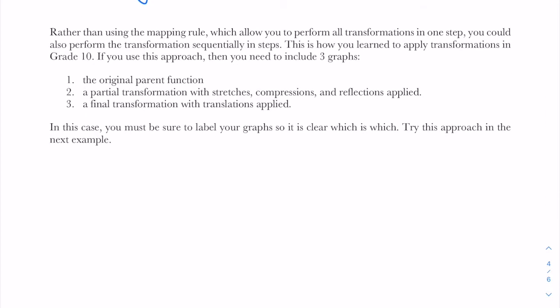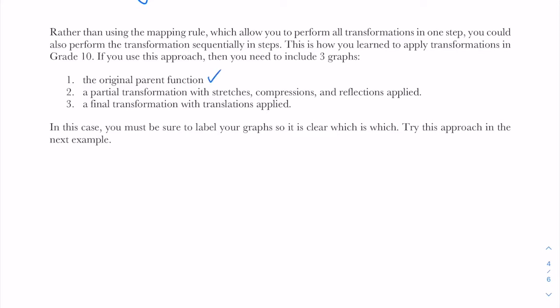Rather than using the mapping rule, you're also allowed to perform partial transformations. The nice thing about the mapping rule is that it allows you to perform the transformation in one step. But you may recall what you've used in grade 10. You used the method of partial transformations. Typically, this corresponded to 3 graphs. The first one was a graph of the original parent function. We've been doing that anyways.